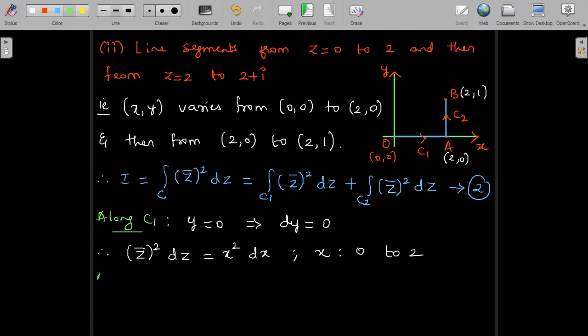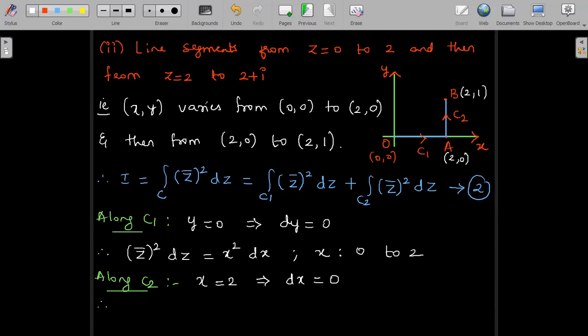So along C2, the equation of the line C2 is x is equal to 2. X is constant when we look at the coordinates here. From A to B we are moving. So x is equal to 2, which is constant, and y varies from 0 to 1 here. So x is equal to 2 is the equation of the line C2. Since x is 2, dx will be equal to 0, as the differentiation of a constant 2 is 0.